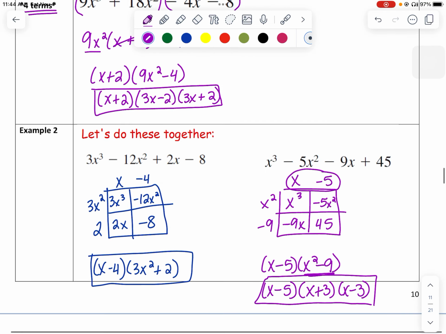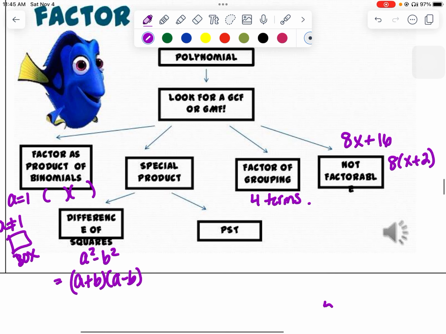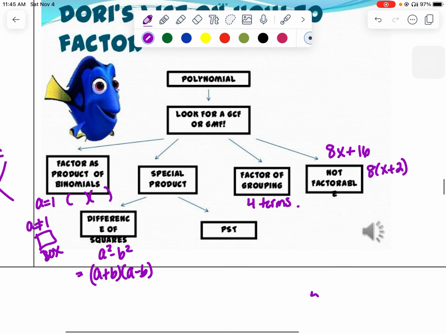And then if you have 4 terms, then you can do factor by grouping, which again, we can use a box. And then sometimes after you take out a greatest common factor, then it's not factorable anymore. And that was like the 8x plus 16. The only thing we could do was take out the 8 and then we were done. It doesn't factor anymore. So after the greatest common factor, it's not factorable. And we could have trinomials that are not factorable as well, and different polynomials that sometimes just cannot be factored. But those are like your methods and things to check.